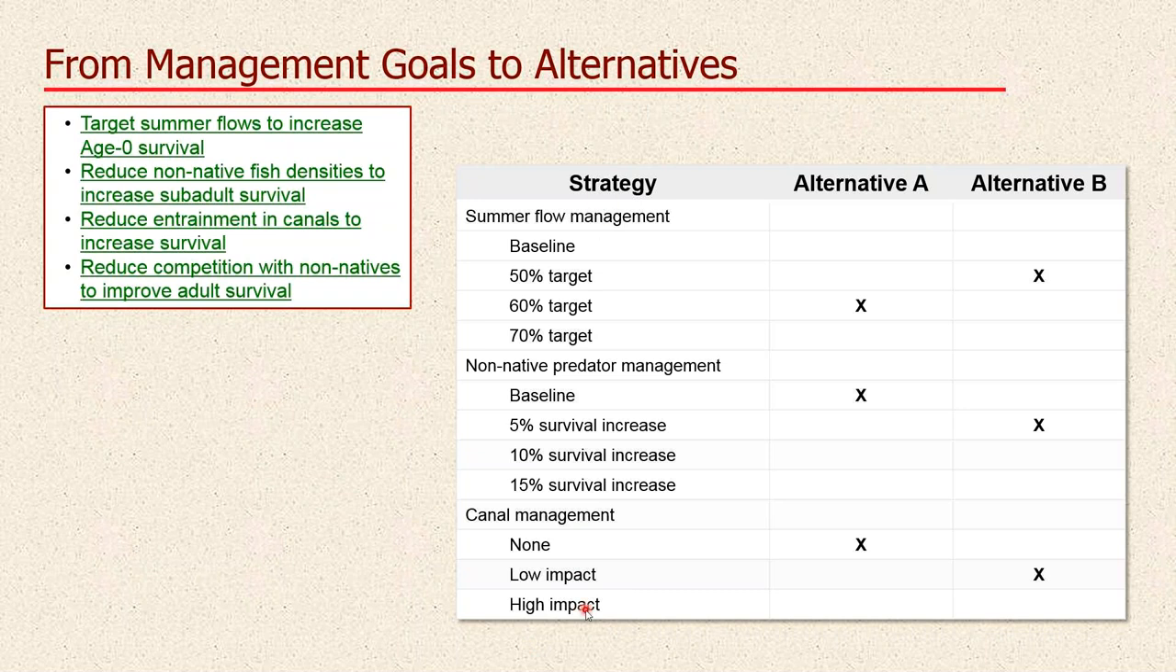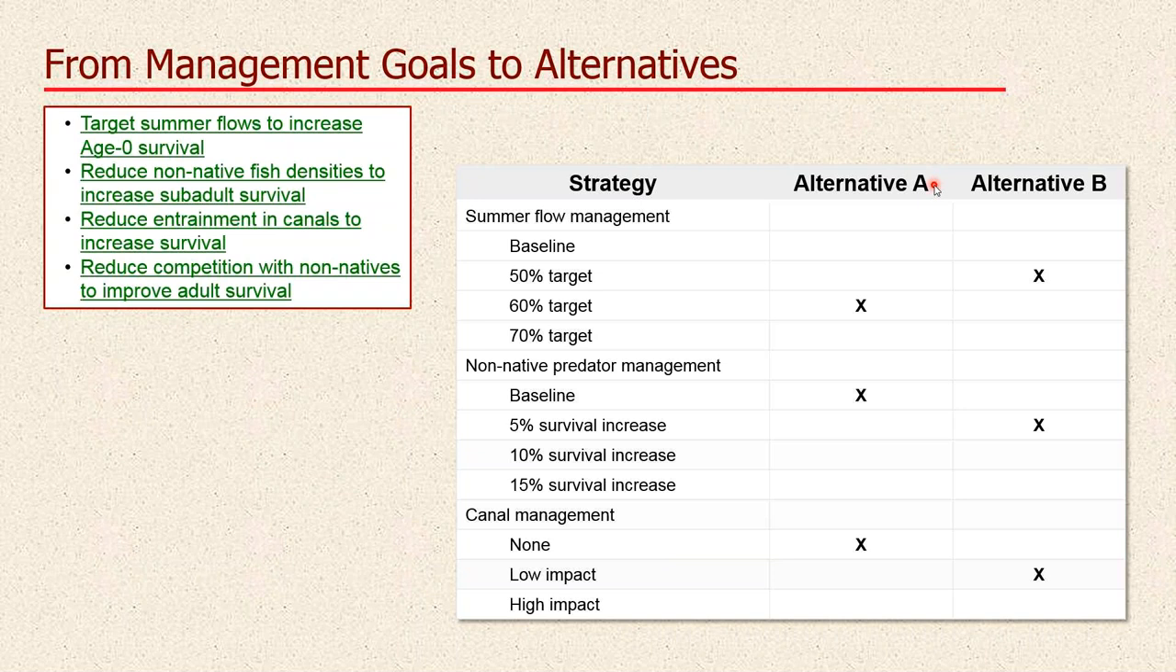So with those in mind, and again, through intensive facilitated discussions, we come up with these different specific strategies. We can then combine these different strategies to produce different alternatives. So here, alternative A is only employing a relatively intense level of summer flow management without changing anything in the non-native predator management or canal management above and beyond what is currently being employed.